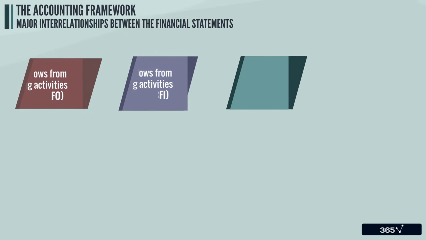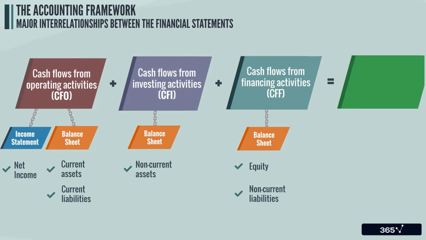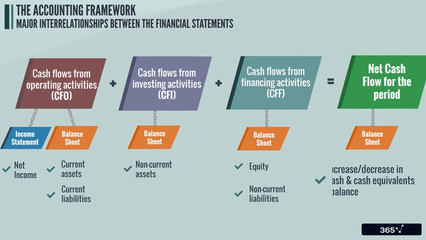On a final note, the sum of these three segments represents the total net cash increase or decrease for the respective period. Don't forget that we should always cross-check this number to the change in cash and cash equivalents balance in the balance sheet. The bottom line is that the cash flow statement can hardly function on its own. To prepare it, you have to base your calculations on the balance sheet and income statement data.